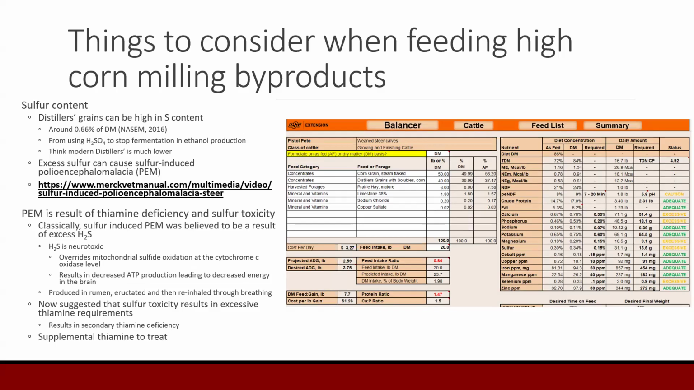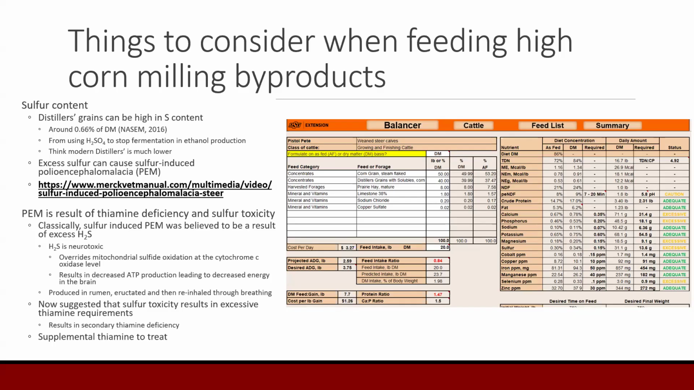Okay, another issue, sulfur content. Corn milling byproduct feeds classically have a lot of sulfur. Distillers grains, according to NASEM, is 0.66% sulfur on a dry matter basis. Okay. This sulfur is being brought into that ingredient because they're using sulfuric acid to stop the fermentation process after they've generated their ethanol. So I will say modern distillers is likely much lower than this. However, it's still going to be very high.